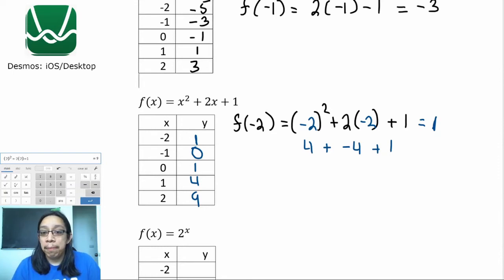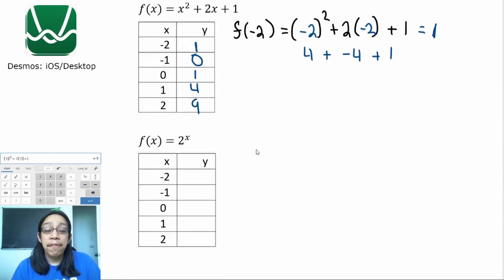Okay, one more example here. We have f of x equals 2 to the power of x. This one's a little bit different from the other ones because the variable this time is in the spot where the exponent is supposed to be. So let's go ahead and see how that's going to work. So f of -2 is equal to, well, my placeholder is up here. So that means that I'm going to go ahead and put the input up here. And then we're going to evaluate.